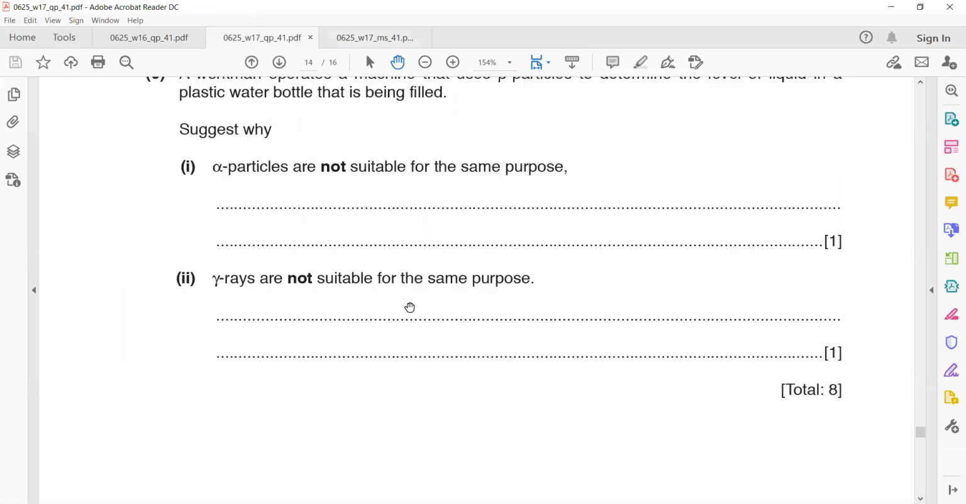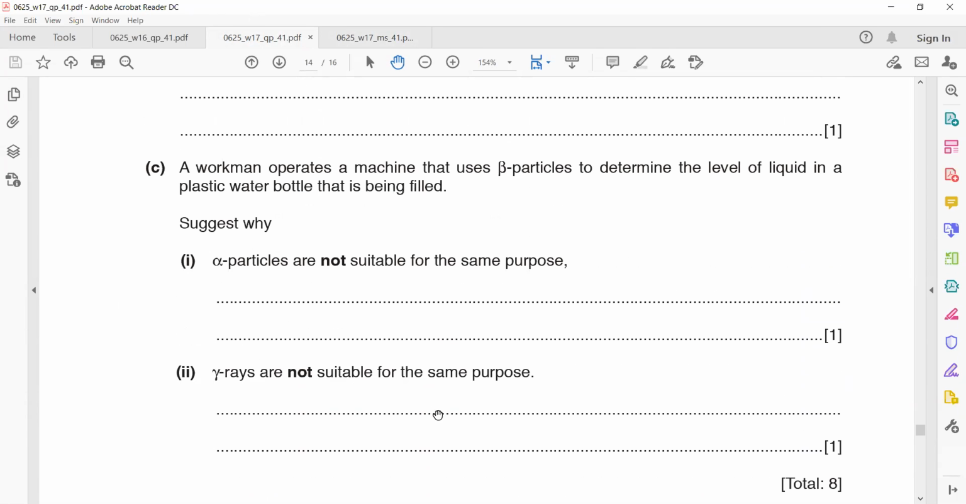Is it clear? Any doubt in these two, C1 and 2?